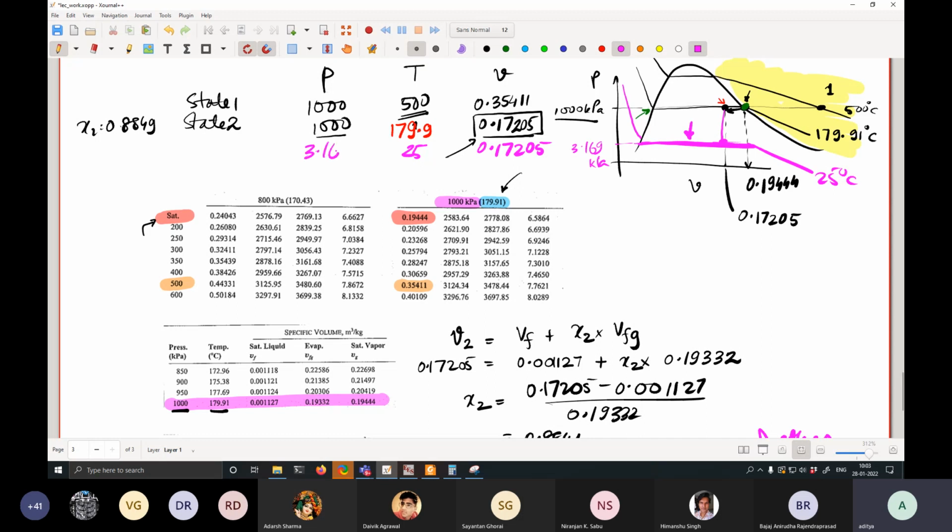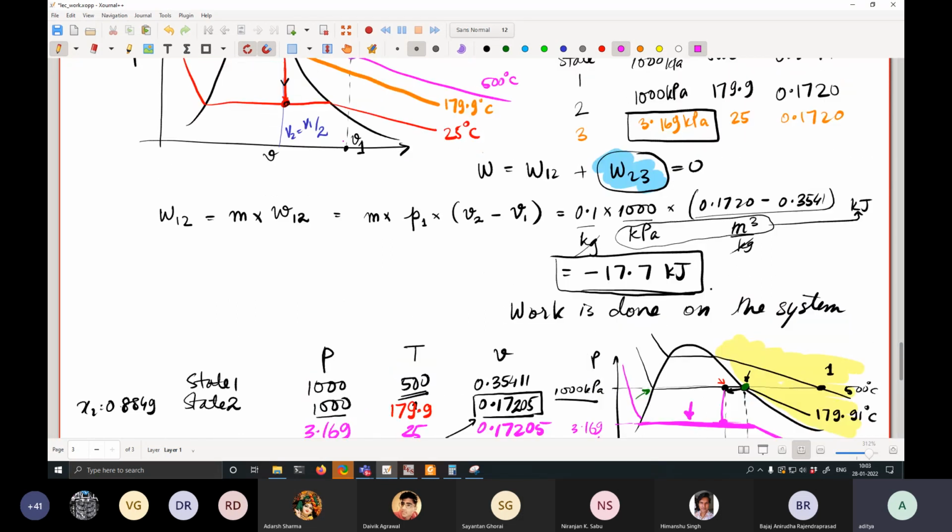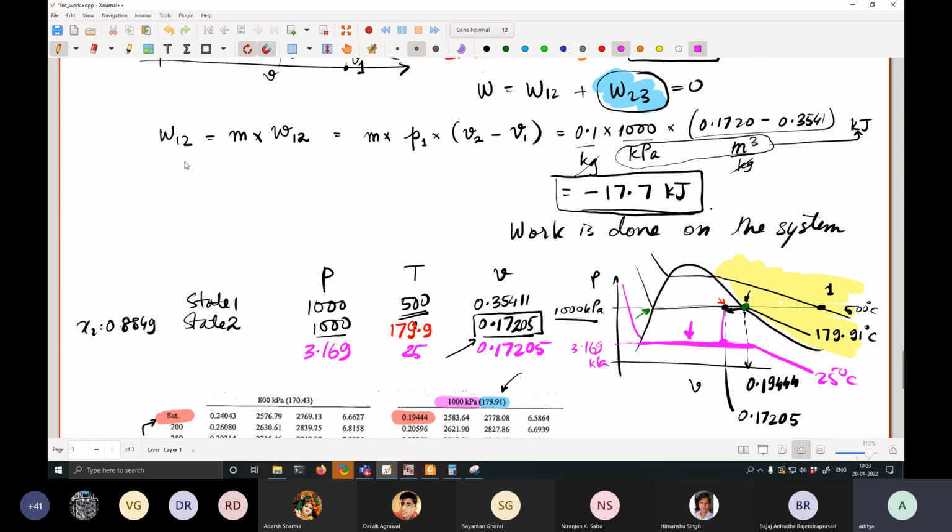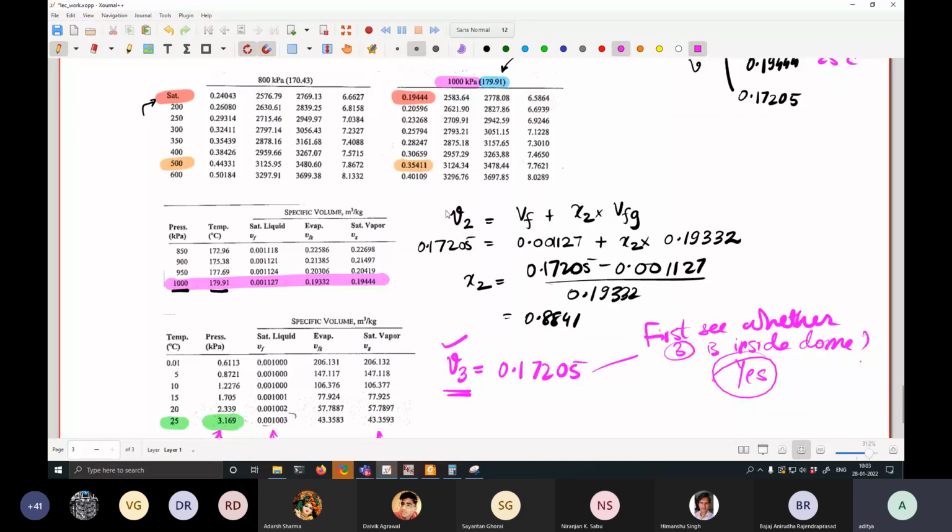This is 3.169. The rest of the calculations are quite straightforward, meaning the work done calculations are quite straightforward. Is that okay? Does everyone understand?